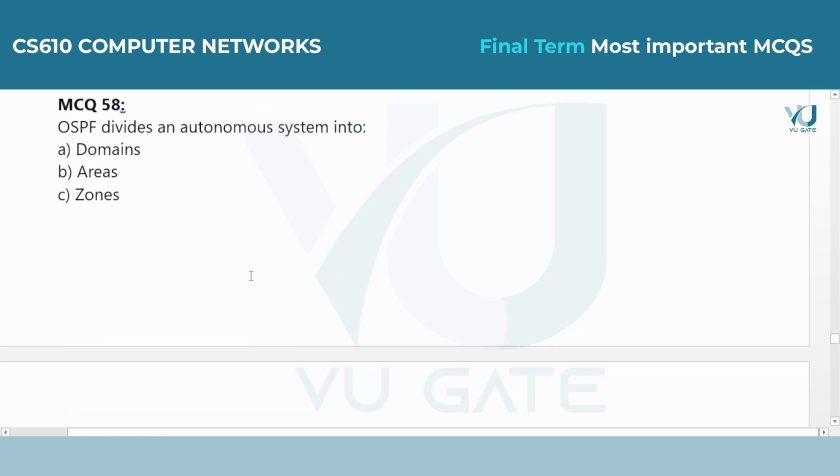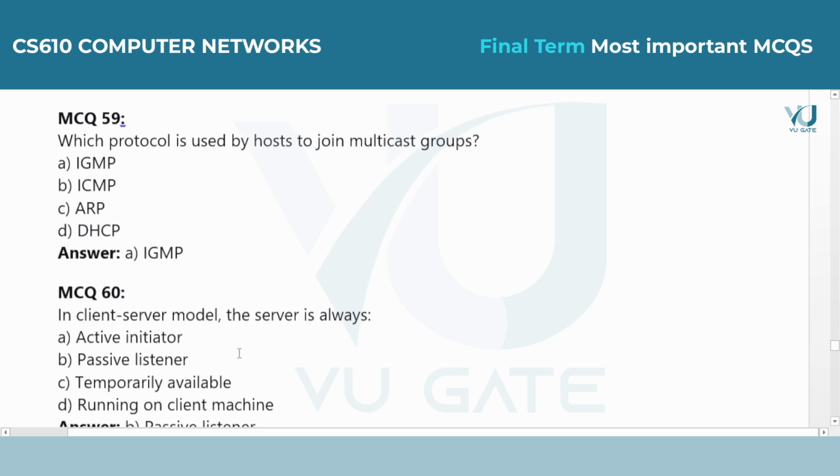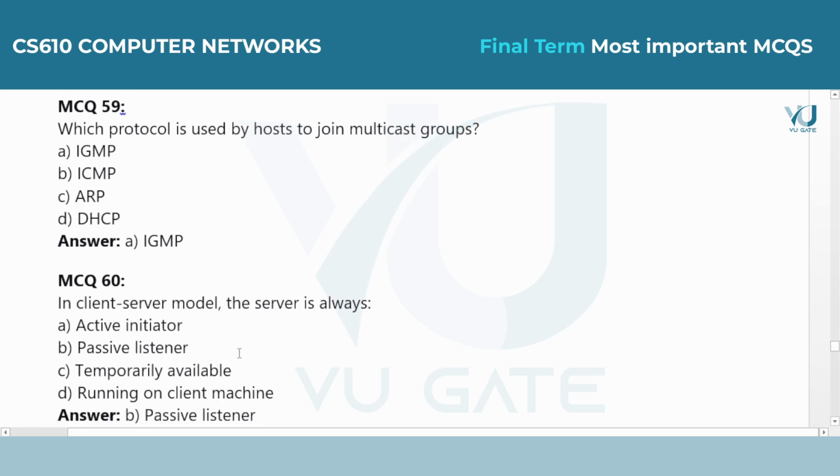MCQ 58. OSPF divides an autonomous system into? Answer: B. Areas. Concept: dividing a large network into OSPF areas reduces the processing load on routers by localizing routing table updates. MCQ 59. Which protocol is used by hosts to join multicast groups? Answer: A. IGMP. Concept: Internet Group Management Protocol allows a device to tell its local router that it wants to receive specific multicast traffic.